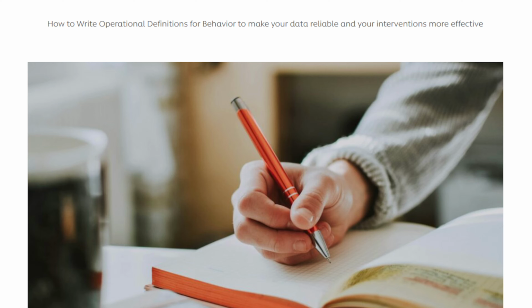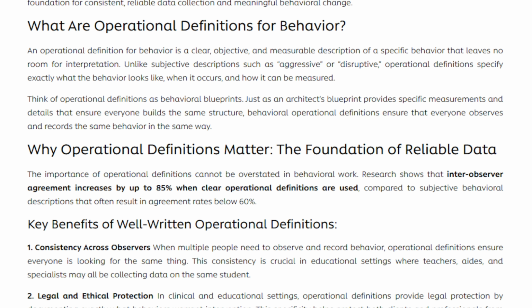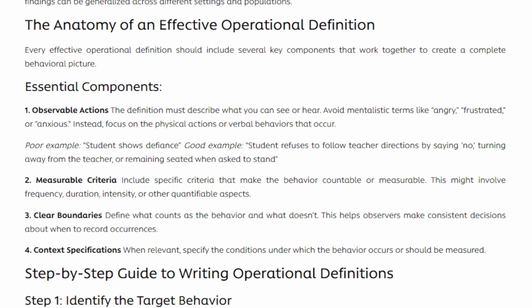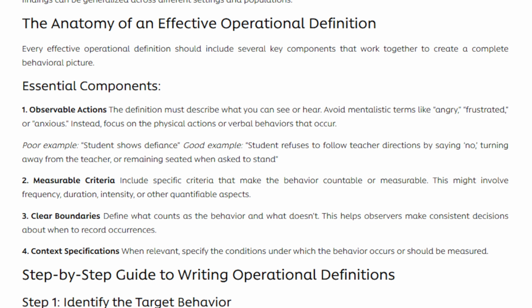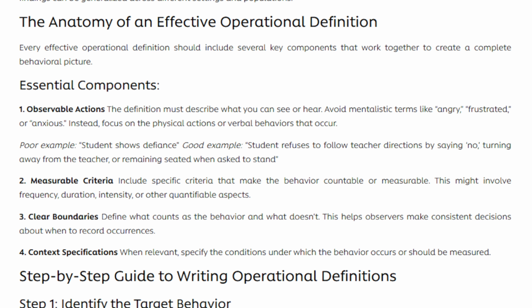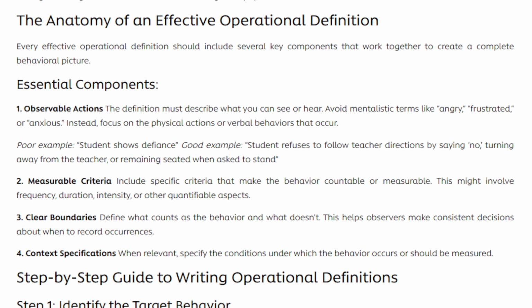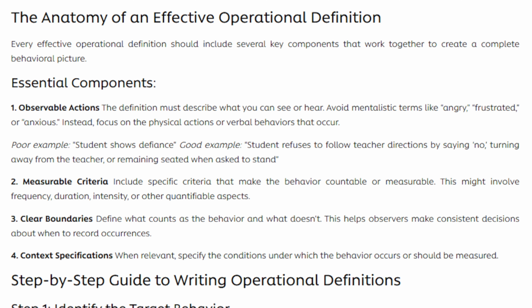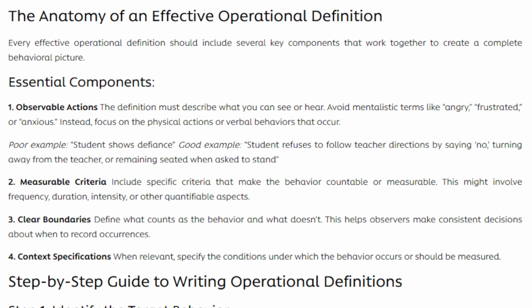Once you've chosen your tool, setup is key. Start by clearly defining the behavior or skill you're tracking, something observable and specific. Then decide who will collect the data and when, and make sure everyone involved shares the same expectations. This is especially important if multiple adults are collecting data. Shared definition means consistent data.